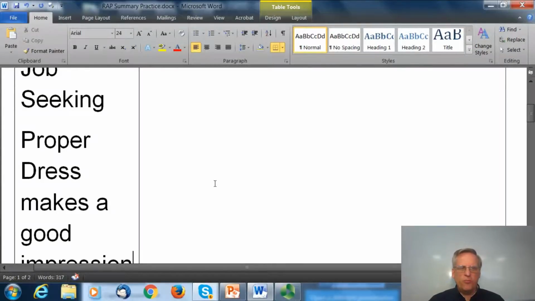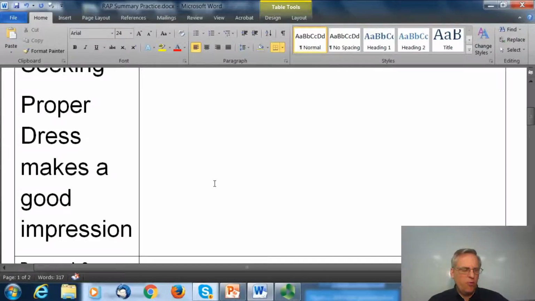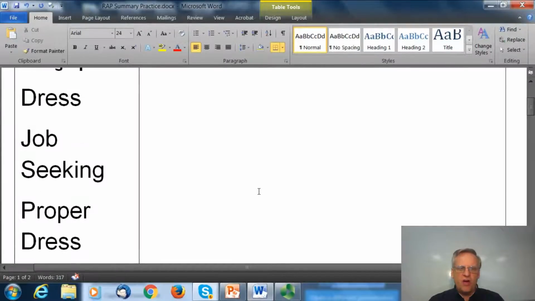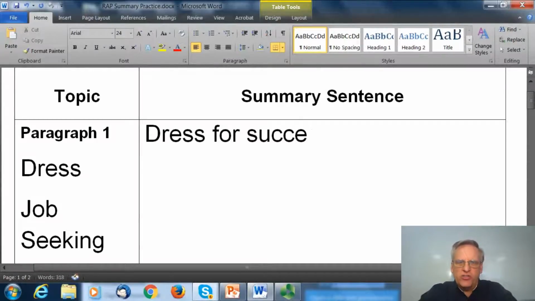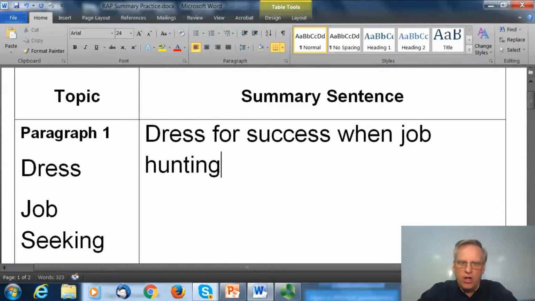Okay, so I've kind of got my topic. I'm seeing some most important things. It's telling me I've got some important details there as well. So what I'm going to try to do now is create a sentence that summarizes this. It basically takes what the author's saying, and in my own words, about 10 of them, try to create this summary in my own words. So I'm just going to throw something up. We can kind of talk about how it's going to go. Let me just say maybe like, dress for success when job hunting.